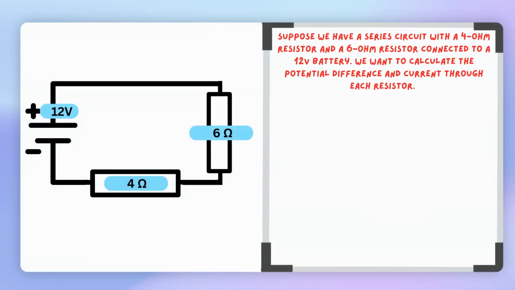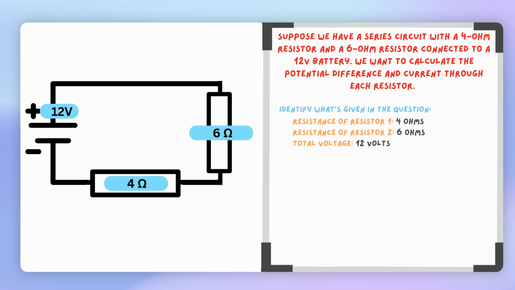Suppose we have a series circuit with a 4-ohm resistor and a 6-ohm resistor connected to a 12-volt battery. We want to calculate the potential difference and current through each resistor. First, identify what's given in the question. We know that the resistance of resistor 1 is 4 ohms, the resistance of resistor 2 is 6 ohms, and the total voltage supplied by the battery is 12 volts.